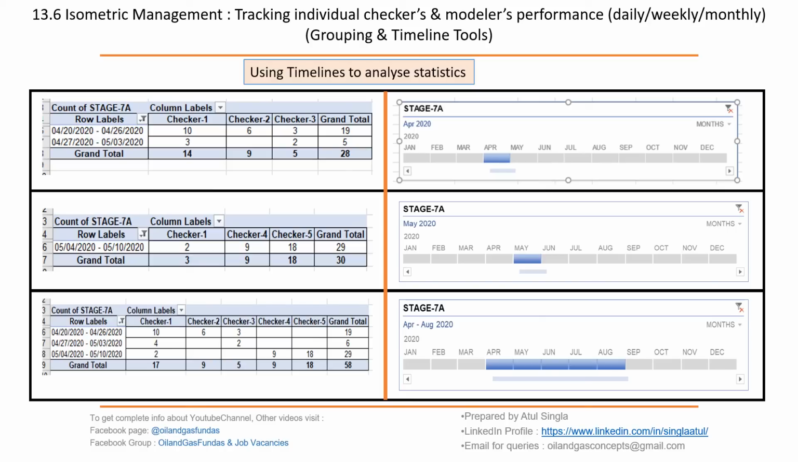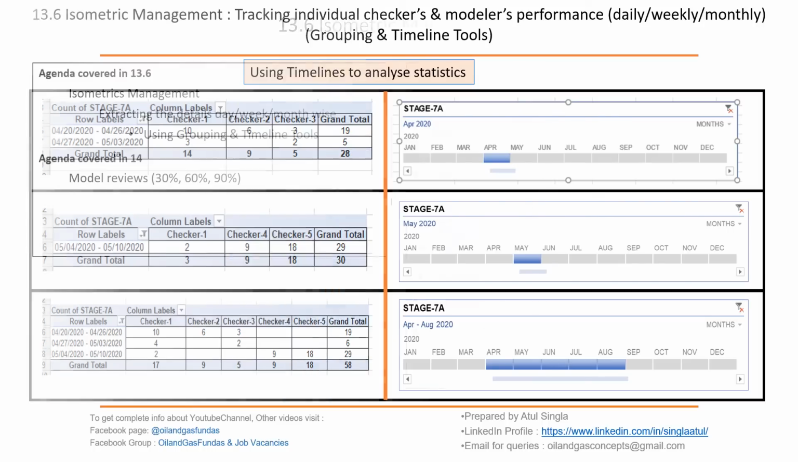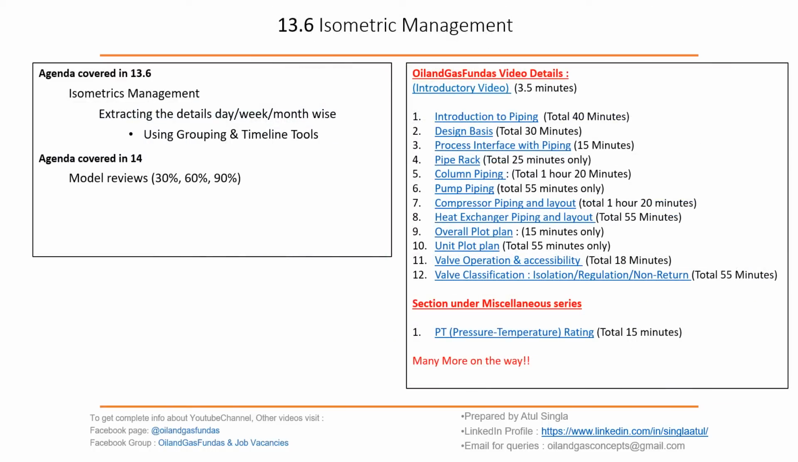If we don't group all these things, if we right click and just ungroup, then a date wise list will come. You can click on a month, so April month days will come and you can get the details day wise also. So this was all about extracting the data day, week or month wise. We used grouping and the timeline tool to get the current or past details for a particular stage, checker wise, modeler wise, anything we can extract. So we are done with this section.